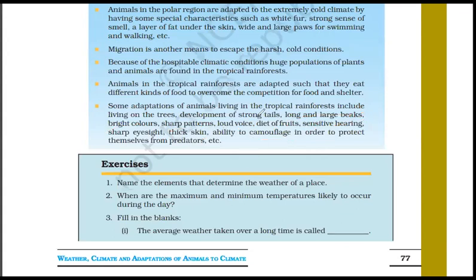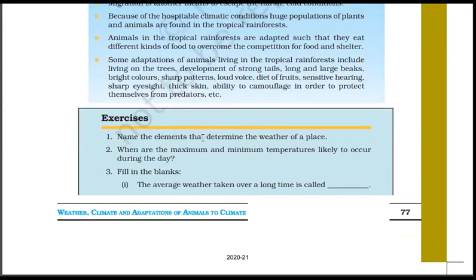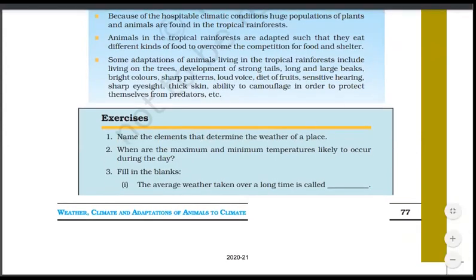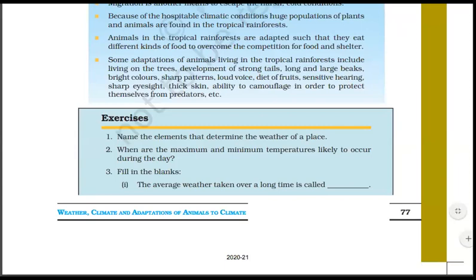Now let's think about the exercise. Just message in the chat box. Everyone should message in the chat box. Then after this, we will play Kahoot. Yes, geographical locations. Very good, Rani. The first one: name the elements that determine the weather of a place. We just discussed this. Tell me.